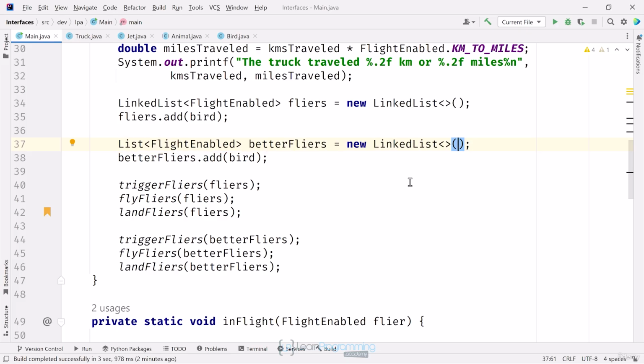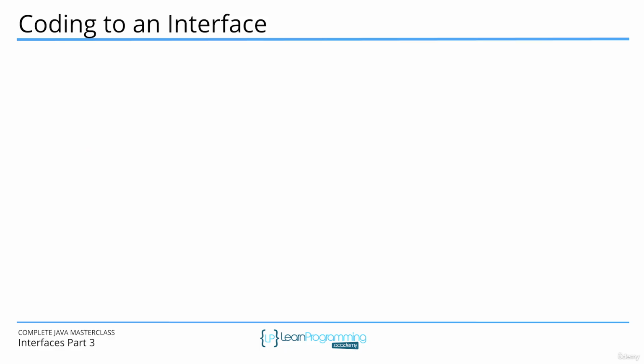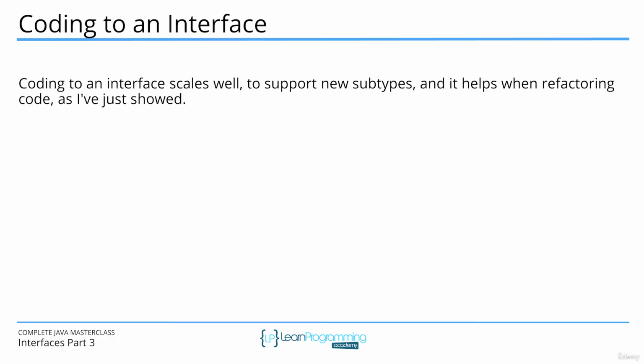If you code to the interface, you know anything that implements the interface has the same set of methods, so making changes can be as simple as I just showed you here. That's a large saving of time. Method parameters, method return types, local variable references, and even class variables should try to use the interface type as the reference variable type when possible. This will make your code more extensible in the future. Coding to an interface scales well to support new subtypes, and it helps when refactoring code as I've just showed.